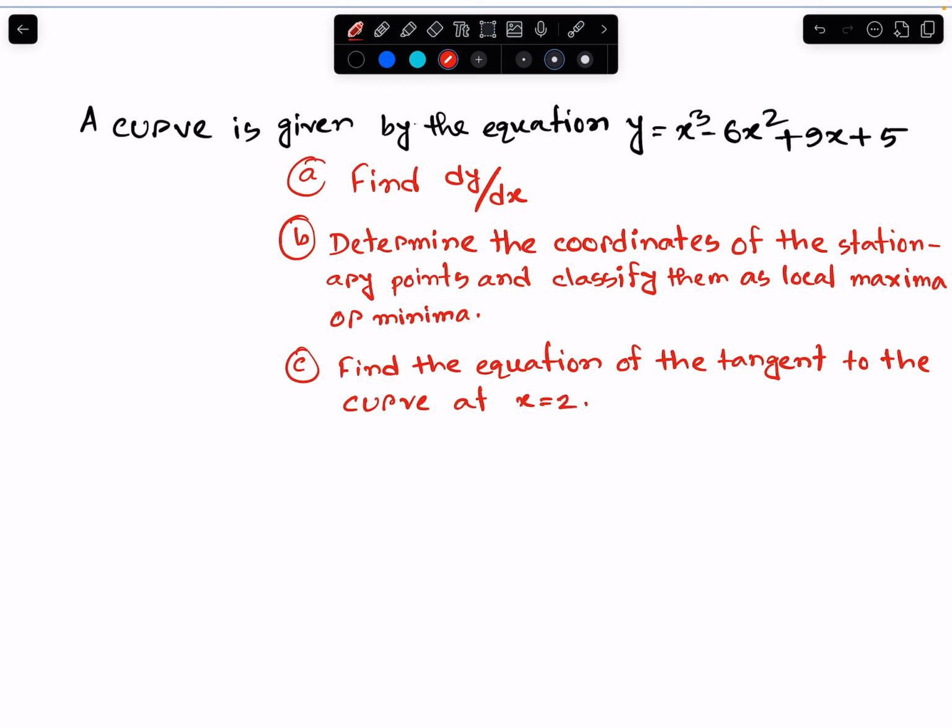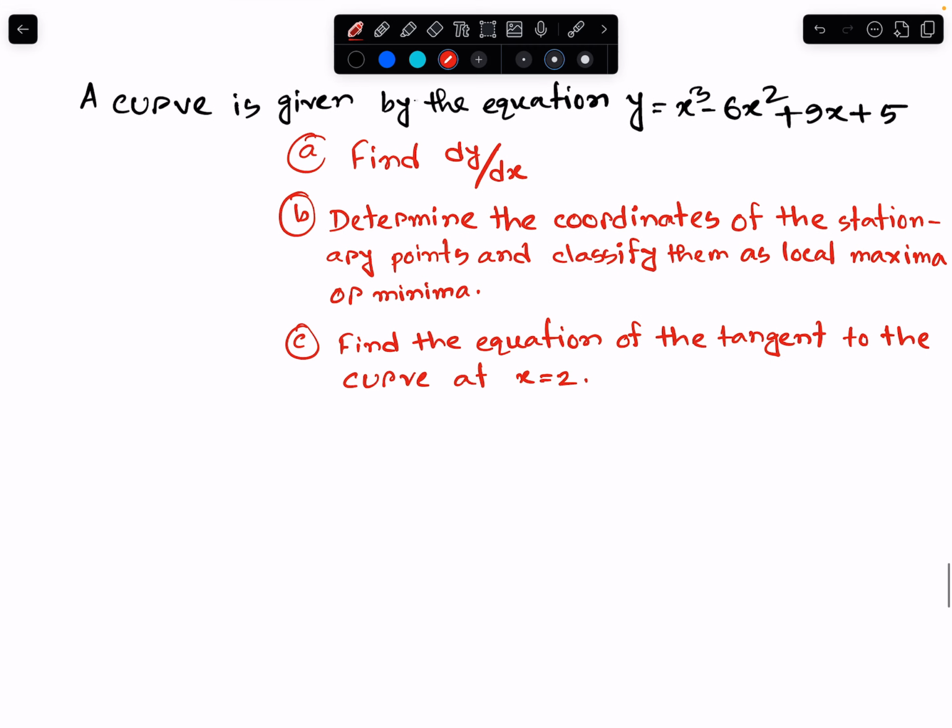Actually, we are going to solve a differentiation question today. So the question is, a curve is given by the equation y equals x to the power 3 minus 6x squared plus 9x plus 5. This is the equation we have been given. So it's a function. The function is x cubed minus 6x squared plus 9x plus 5.